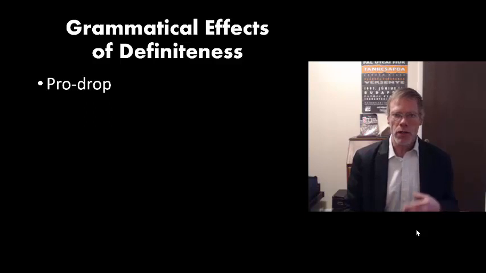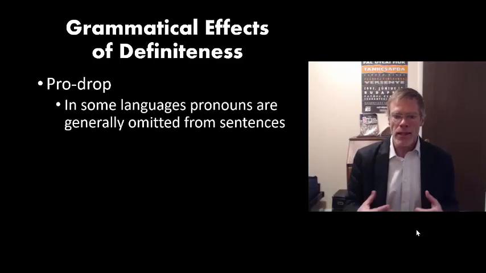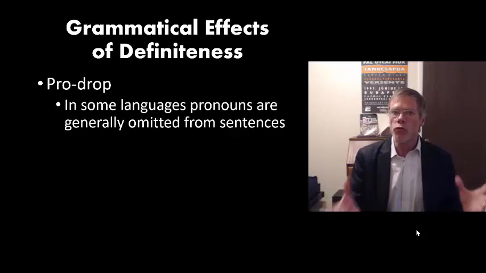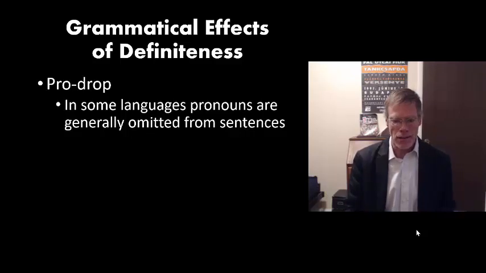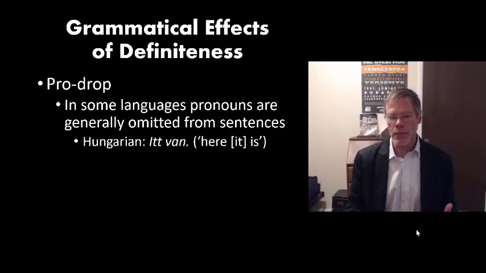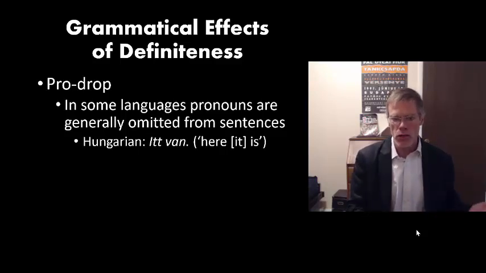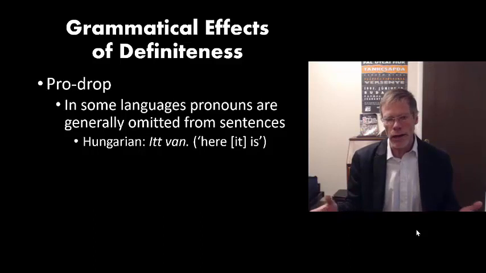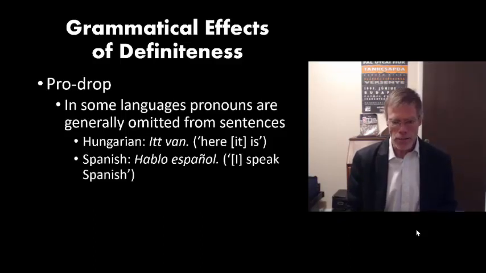This is an area that I think a lot of people ignore: the grammatical effects of definiteness. So, for example, definiteness is clearly at play in pro-drop languages. These are languages that can drop pronouns. The pronouns don't have to be overt or pronounced in sentences. So, for example, in Hungarian, if you want to say, here it is, all you have to do is say itt van. And there's no overt pronoun. You don't have to use the pronoun it, and in fact, it would be very odd to put it in there. So it's just understood, here it is.